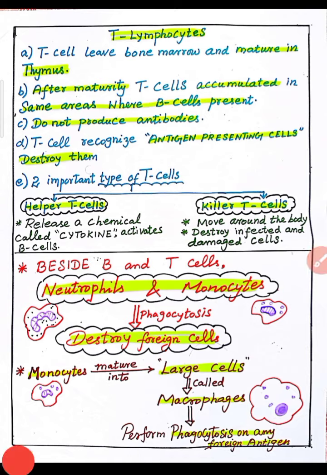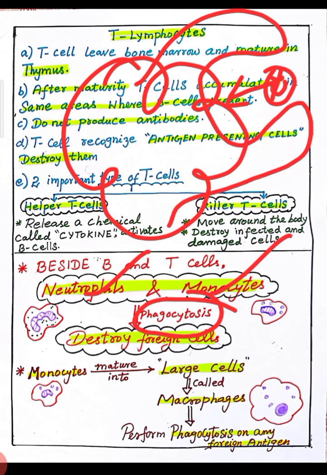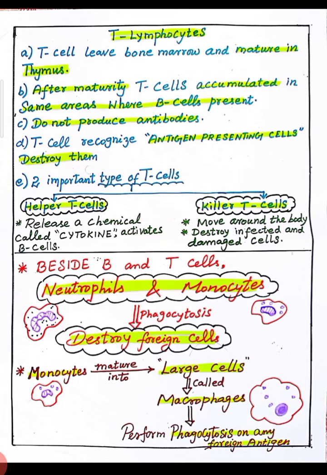Next, besides B cells and T cells, neutrophils and monocytes also play a vital role in killing the foreign antigen. Apart from B cells and T cells, neutrophils and monocytes are cells that produce immunity for us. They perform phagocytosis. What is phagocytosis? Imagine this is a neutrophil or monocyte. It starts to engulf the foreign antigen. When a foreign antigen comes, it performs engulfing. Yes, understood? Phagocytosis and destroy the foreign cells.